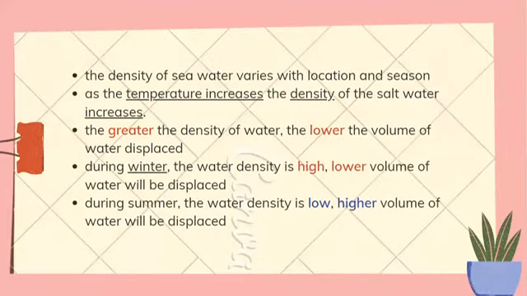So, one of the factors that influence buoyancy is density. The density of seawater varies with location and season. This is because as the temperature increases, the density of salt water decreases. So, the greater the density of water, the lower the volume of water that will be displaced. For example, during winter, the water density is high, so a lower volume of water will be displaced. Meanwhile, during summer, the water density is low, so a higher volume of water will be displaced.